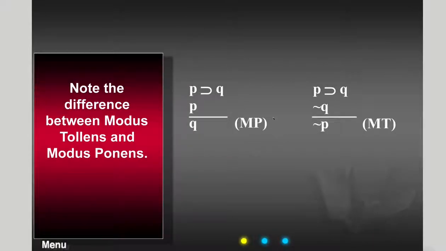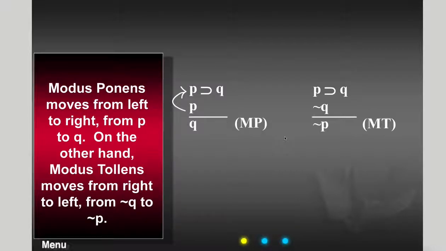Now let's look at the difference between modus tollens and modus ponens. Modus ponens and modus tollens. Right? Okay? Modus ponens moves from the left to the right, from P to Q. Modus tollens moves from the right to the left and negates it.